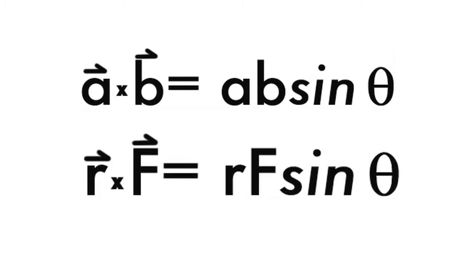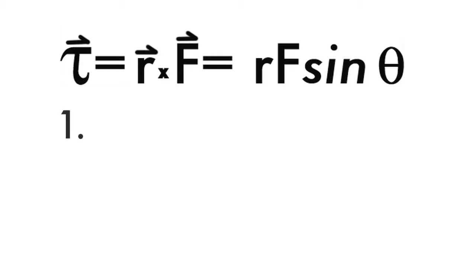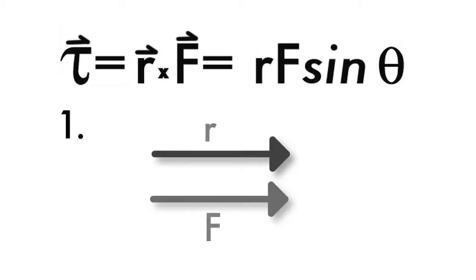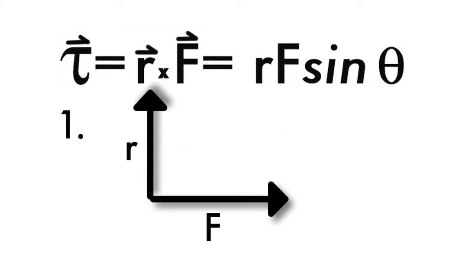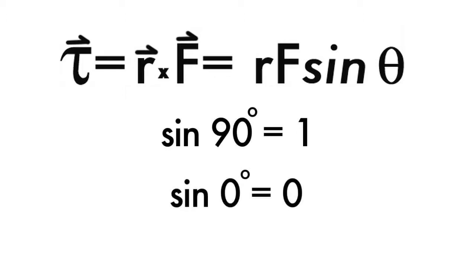A good example of a cross product is torque, which is the product of r cross f. The cross product is similar to the dot product. However, there are 3 important differences to note. 1. The cross product of 2 parallel vectors will always be 0, and 2 perpendicular vectors will be equal to the multiplication of the 2 vectors' magnitude. This is because the sine of 90 is 1 and the sine of 0 is 0.